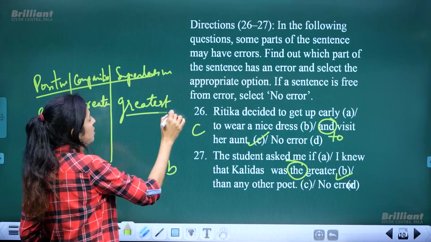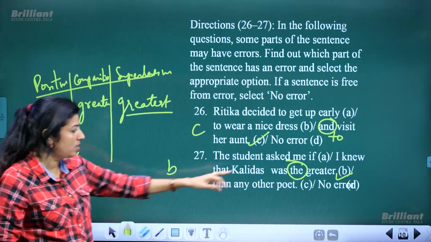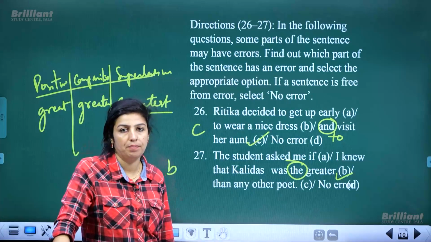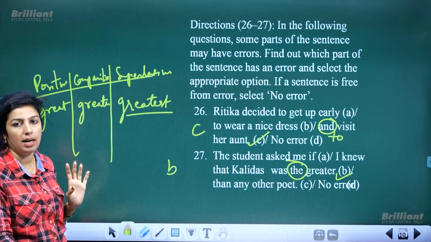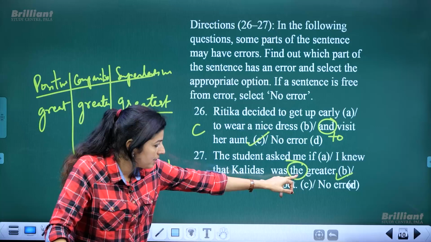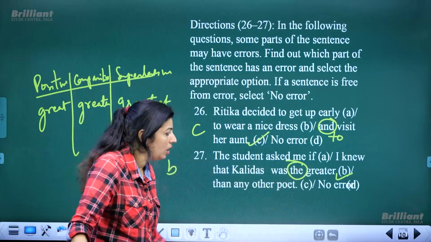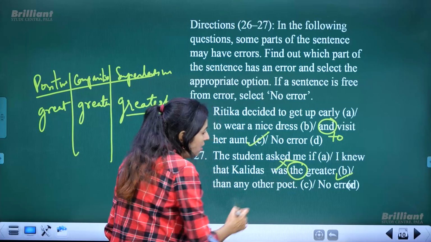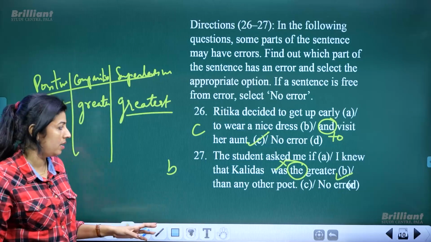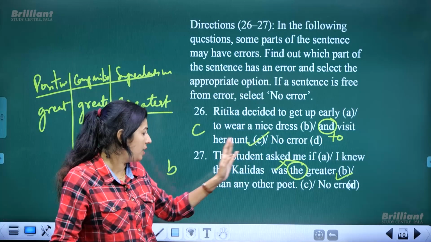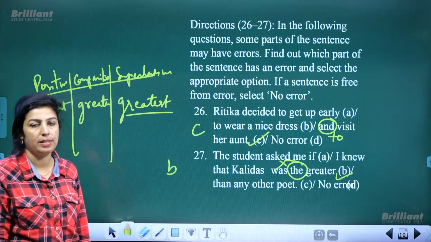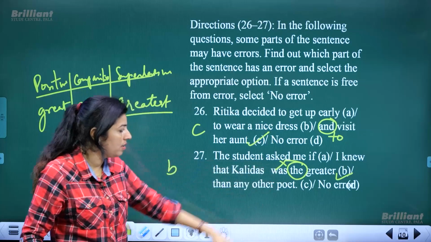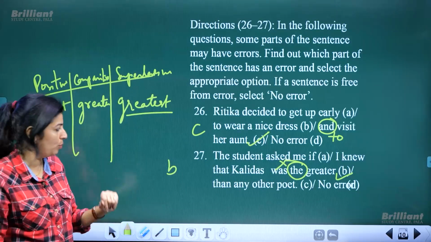And only with the superlative degree do we use the definite article "the." With the comparative degree, we do not use any article. And here it has been used, so this is wrong. If you remove this "the," then the sentence will be correct. "The student asked me if I knew that Kalidas was greater than any other poet." So there is an excess word that should be removed. Okay.